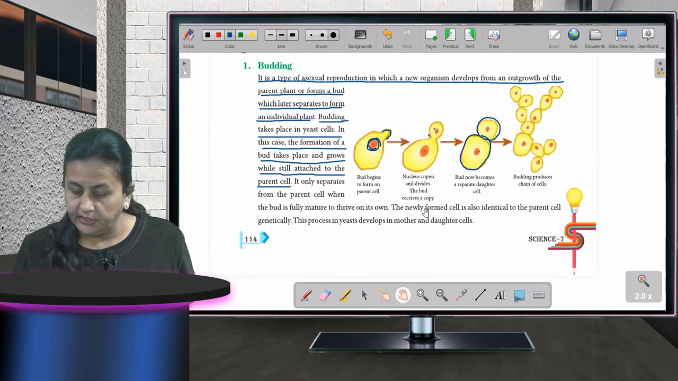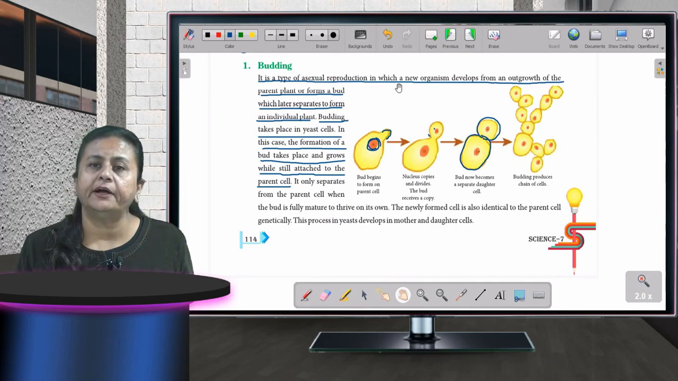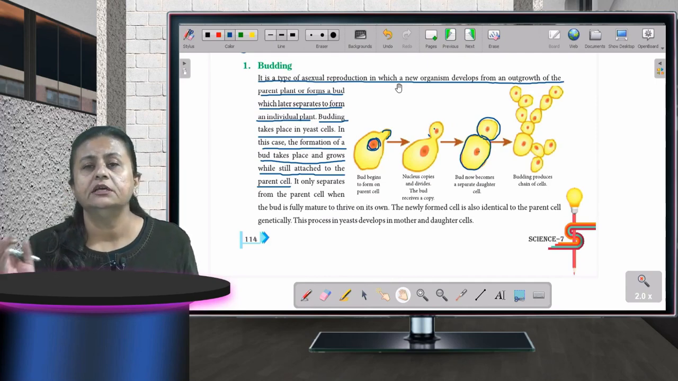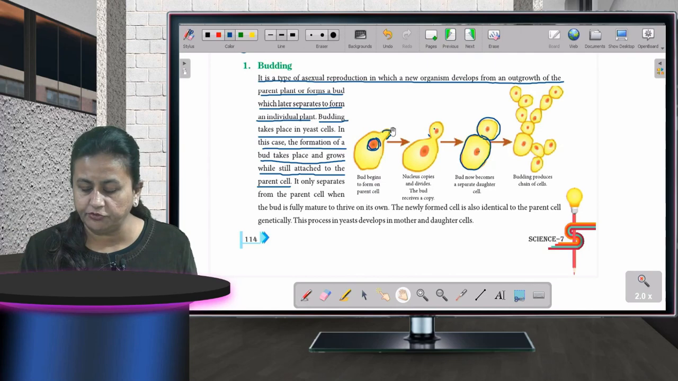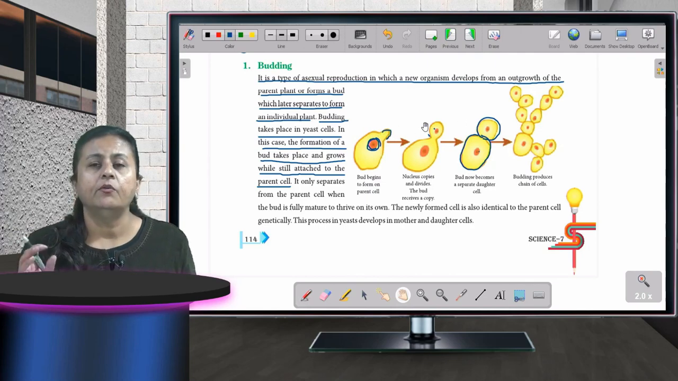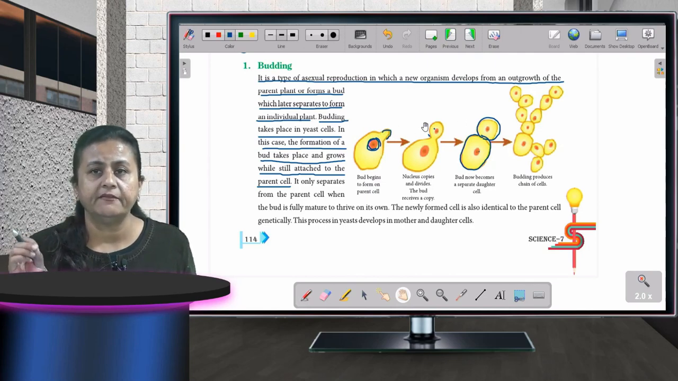Now come to the next page, and I've told you about budding. Budding is when, for example, the yeast plant, whenever it wants to reproduce, a small projection comes like this, which I have shown you just now on the screen. This plant is a unicellular plant, very minute, you cannot see it with your naked eye.